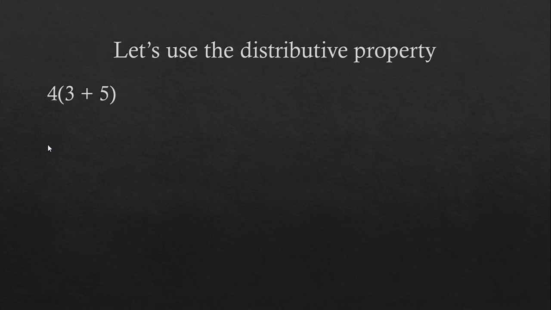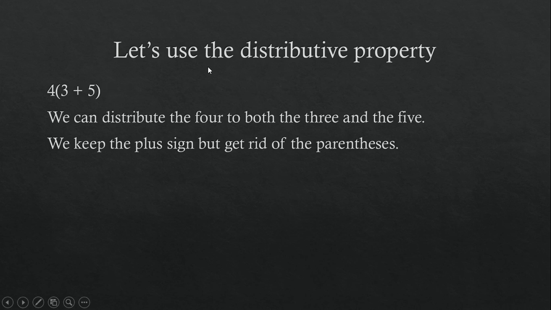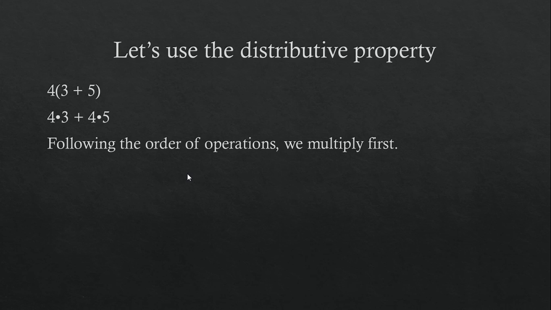Now we're going to use the distributive property just to make sure that it works. So we're going to multiply the 4 times the 3 and the 4 times the 5. And we're going to keep the plus sign, but we're going to get rid of the parentheses when we do that. Here's what it looks like. 4 times 3 plus 4 times 5. Order of operations still needs to be observed here. So we do the multiplication first, and then we do the addition later.